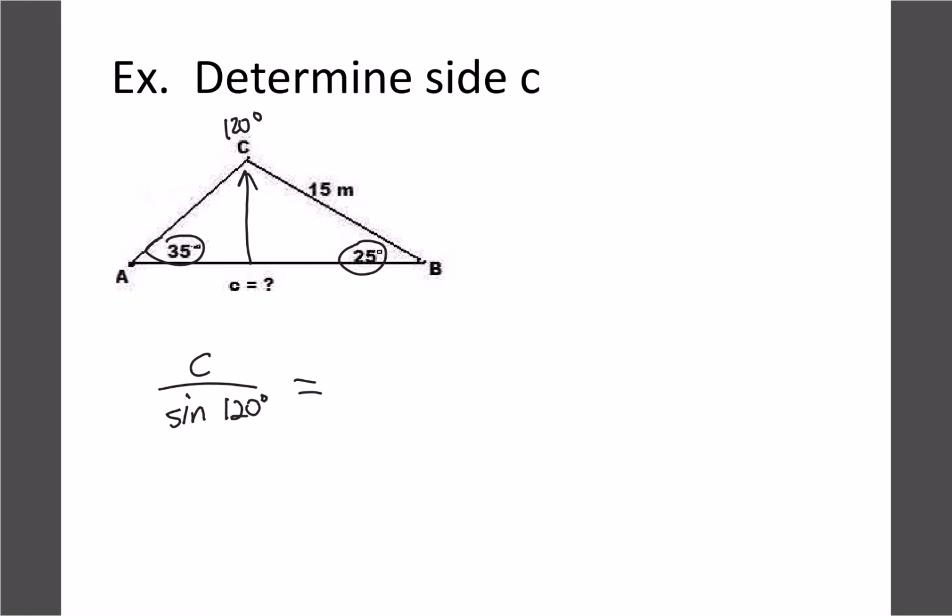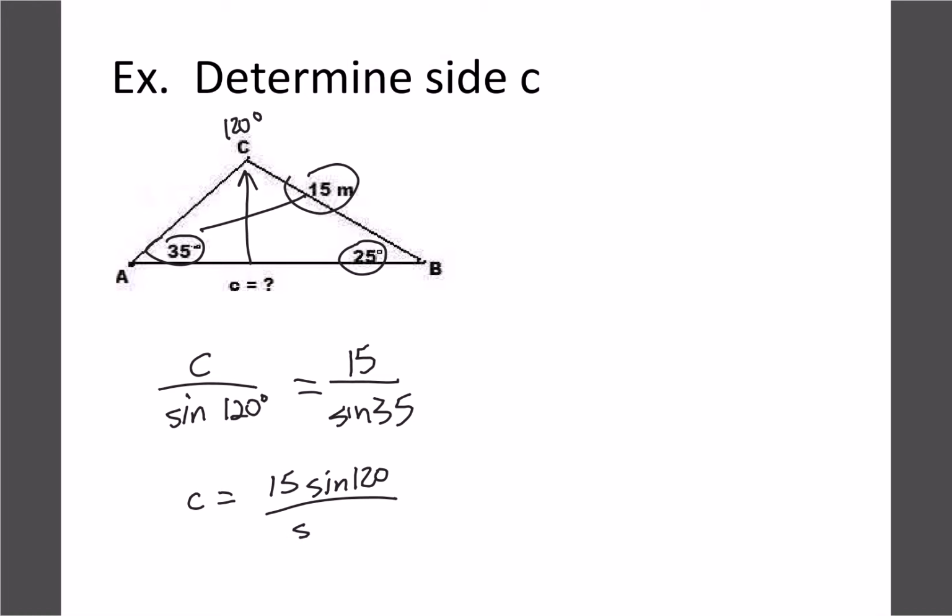So that's C over sine 120, and then we'd use the one that we have across from each other, which is A and the 15. So we go 15 over sine 35. And that's it. So now when you cross multiply the two that you have, so 15 times sine 120 and divide by the one across from your C, which would be sine 35. And type that in and you're done. So sine 120 times 15 divided by sine 35 gives us an answer of 22.6. And it'd be meters in this case.